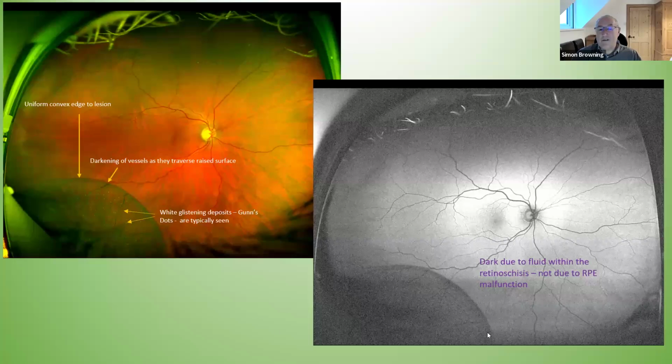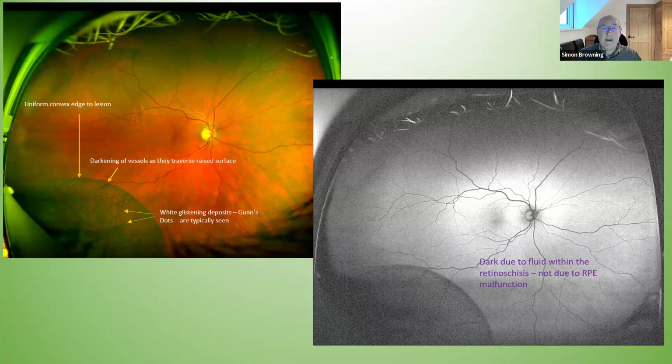And remember, when you look at this in autofluorescence, it will appear dark. The reason it appears dark is not because the retina is detaching, it's because there is a very viscous fluid within the retinoschisis, and that is what's blocking the signal, if you like. So the retina remains firmly attached. The retinal pigment epithelium is still functioning normally underneath all of that.